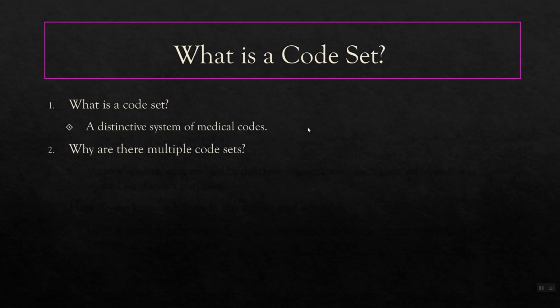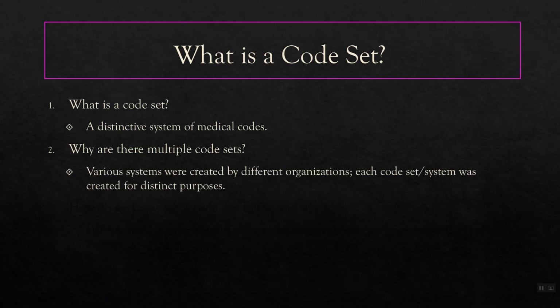So why are there multiple code sets and why do we need to know them? Well, different organizations throughout the history of the United States have created different code sets. So as needs arise, code sets are created. Each code set was created for a distinct purpose. And that is why we need to understand what a code set is and how it's used, to have a firm understanding of when to use code sets appropriately.